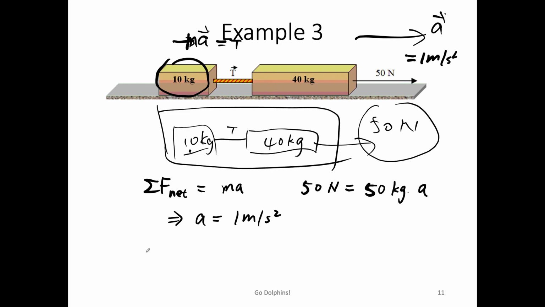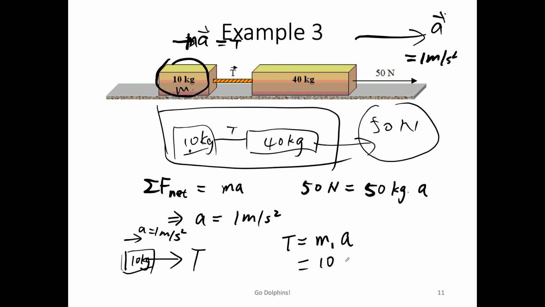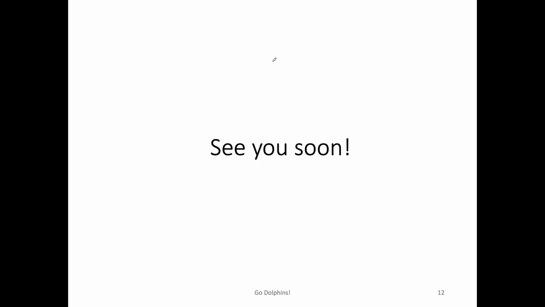So now I draw a free body diagram for the 10 kilogram. The force acting on it is T. Acceleration is 1 meter per second square. So I have T equals m, let's call it M1, a equals 10 times 1, which is 10 Newton. So the magnitude of tension is 10 Newton. And we solved the problem. And that's it for Newton's second law. See you next time.